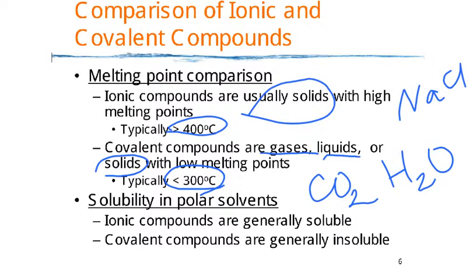We can also look at solubility. So if we take a polar solvent, for example water is a polar solvent, what you will find is that ionic compounds are generally soluble in polar solvents and covalent compounds are generally insoluble.